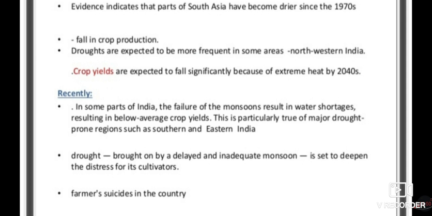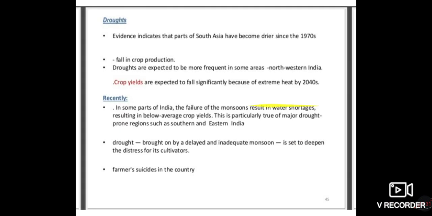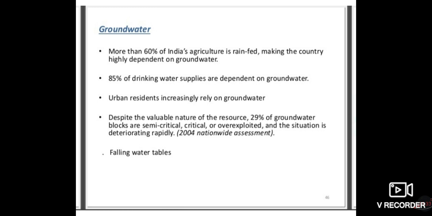Drought is brought on by a delayed and inadequate monsoon. What is drought? It is a delayed or inadequate monsoon. If you take our Kerala climate, we were certain that rain would come on June 1st. But nowadays it is totally changed. Nowadays our rainy season begins at the end of July or August. So this is one of the main things of climate change. And farmer suicides have also increased nowadays due to this climate change. They are not getting any benefit.